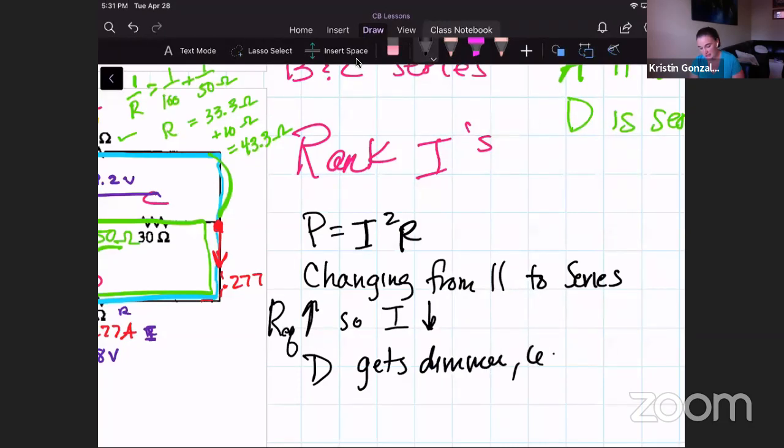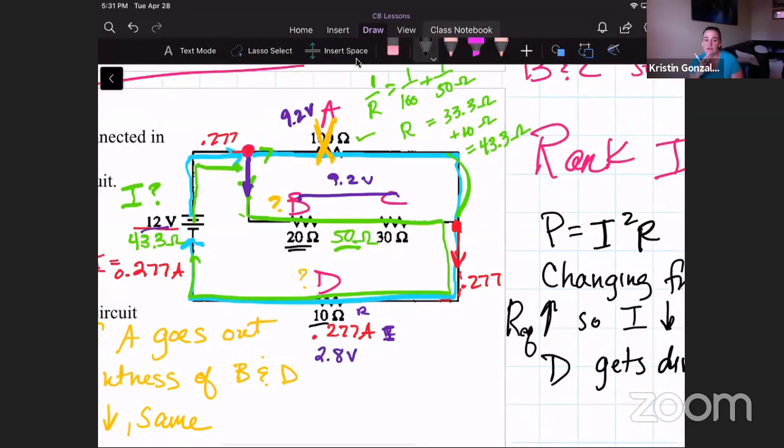Why? Because it has less current going through it for that same resistance. But let's look at B. What's going to happen to the brightness of B? Because our total current is now decreased, but what happens? We don't have this junction anymore. So there's no current going into that other resistor. Now all of the current from the battery is going through resistor B.